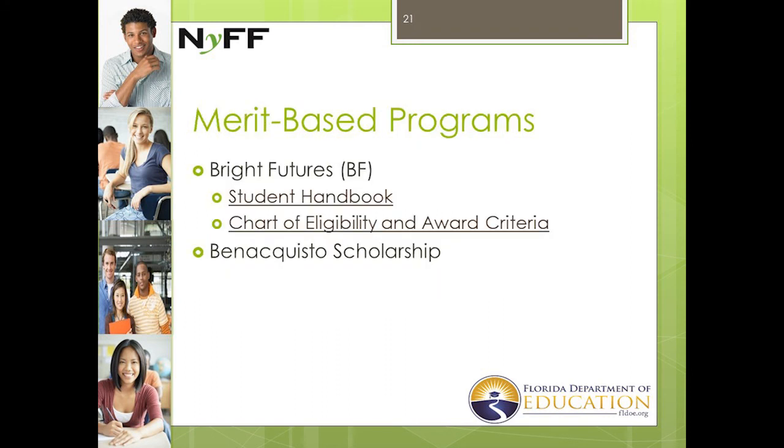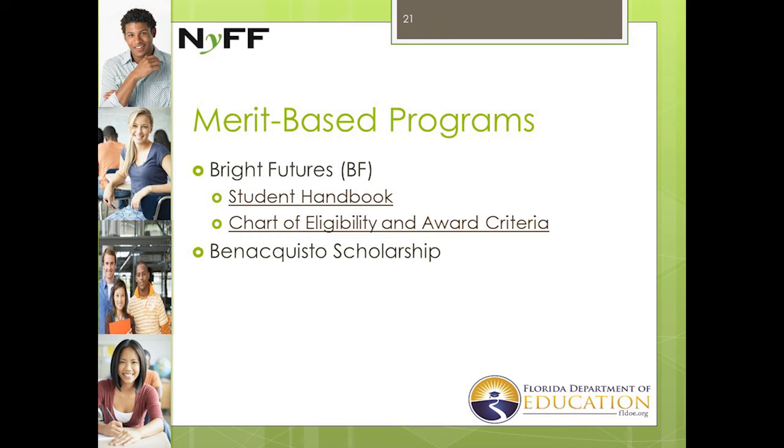Florida Bright Futures provides scholarships based on high school academic achievement and is Florida's largest merit-based scholarship program. To be considered, students must submit a completed, error-free initial Florida Financial Aid Application, or FFAA, during their senior year of high school, after October 1st and prior to August 31st.